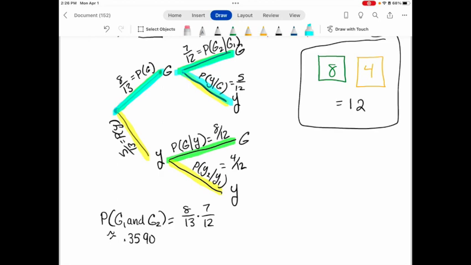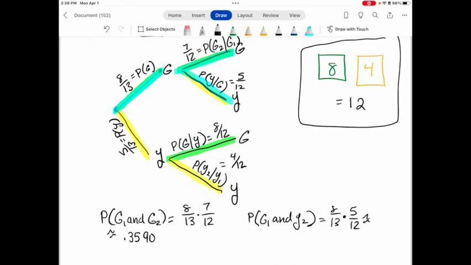So now let's look at if I get a green first, so I'm coming down the green track again, and then I get a yellow. So that would be the probability that I get a green on the first try and a yellow on the second try. So I would take 8 over 13 times 5 over 12. And when I approximate that as a decimal, I get 0.2564.